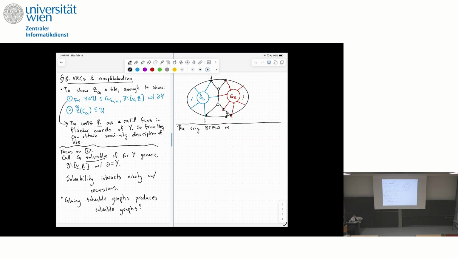The original BCFW recursion: there you're associating a function to each one of these graphs. So there's a function associated to GL and a function associated to GR, and you want to do something to them to get the function associated to the big thing. So what is it that you do? Remember these vectors in the middle were called Vx and Vy, and they're uniquely determined by whatever's on the outside. So what's the function that I get for GL butterfly GR?